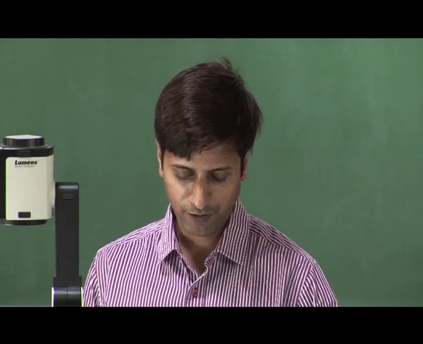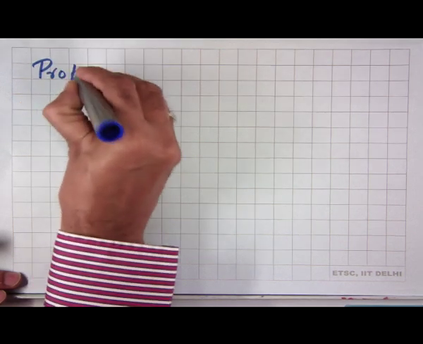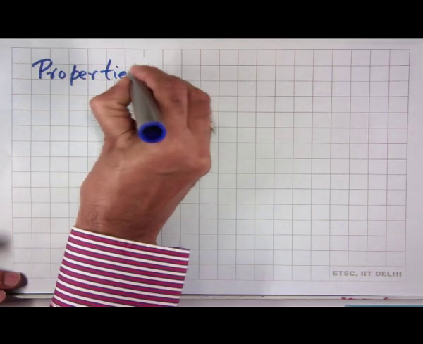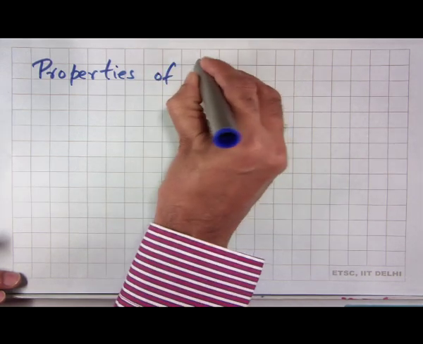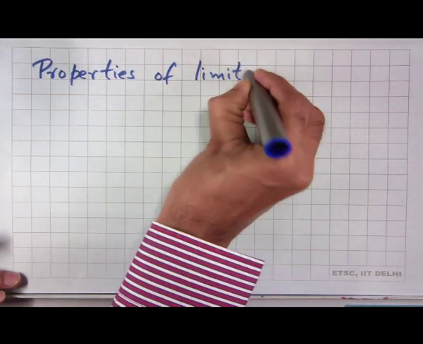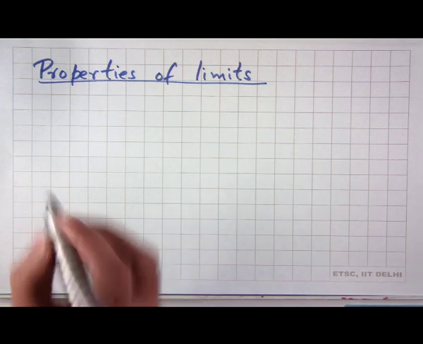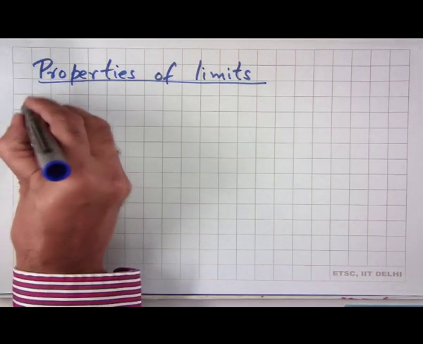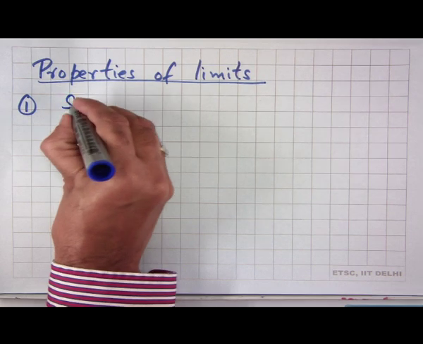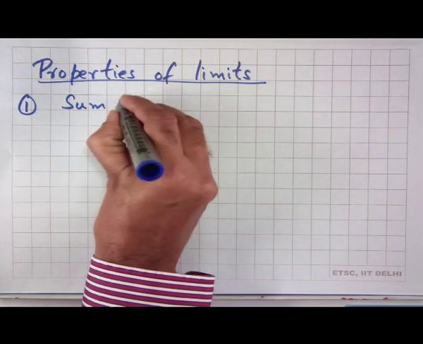Okay, next what we will do is we will see some properties of limits. So, the first one is the sum rule.